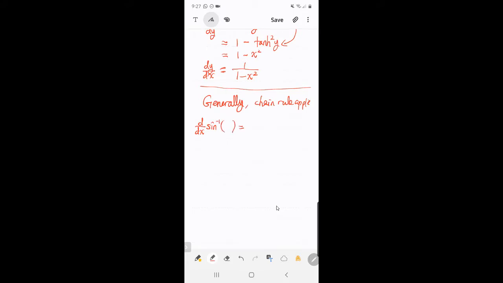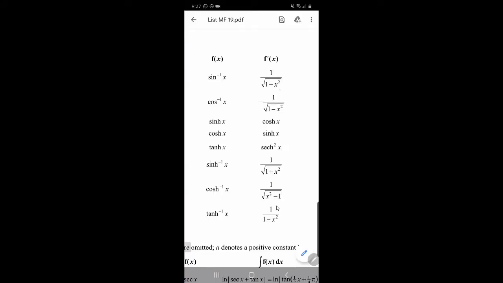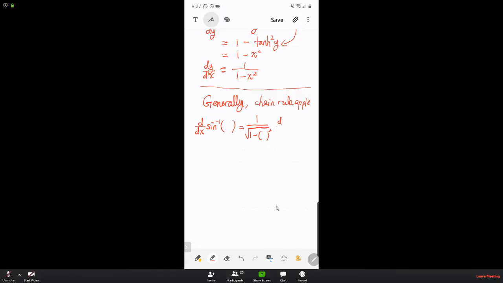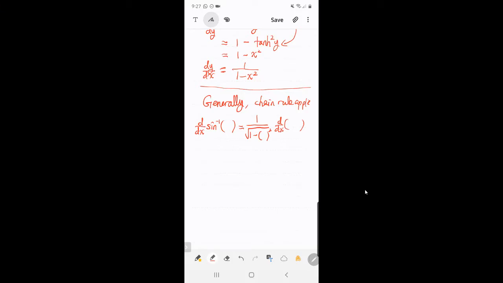So you look at the formula. The layout of the formula is 1 over square root of 1 minus x squared. So what you need to do is you have 1 over square root of 1 minus the x, right? You change it to the bracket. Whatever inside the bracket, you copy. Then you differentiate the terms in the bracket. And this is the chain rule, the general formula.